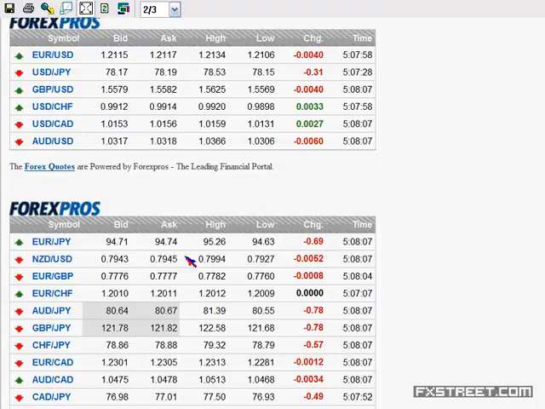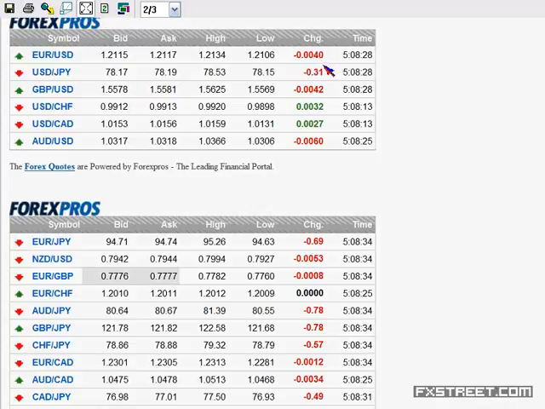So they are handling the yen crosses at the moment, and Euro yen has come to the 94 area from the 97 area; they have pushed it down further. And in the case of GBP yen, it has come from the 123 area to 121.78, 121.82. 122.58 is the high, 121.68 is the low, and a 78 pips negative net change is seen.